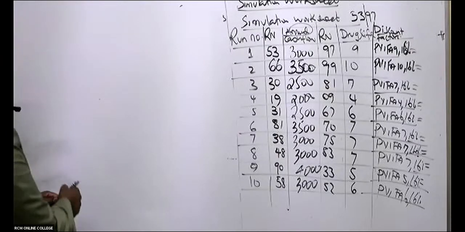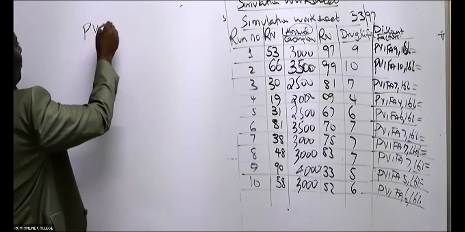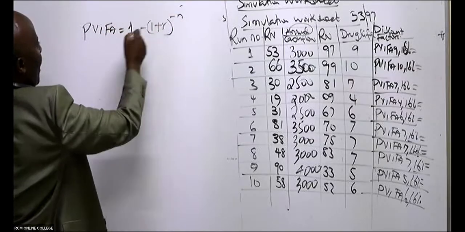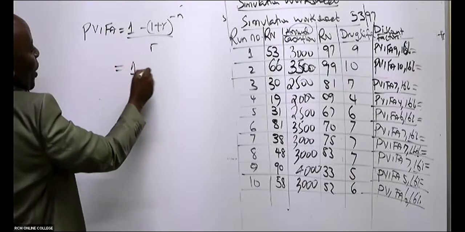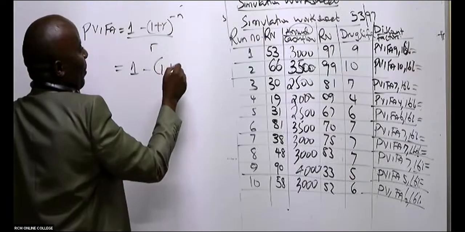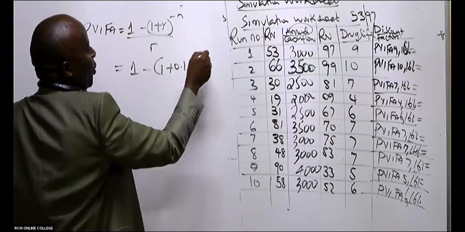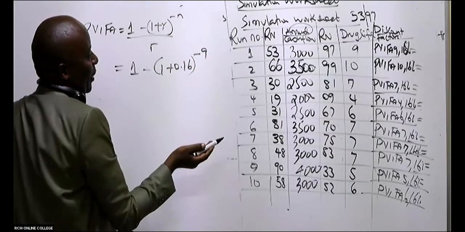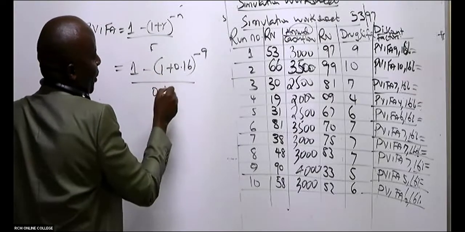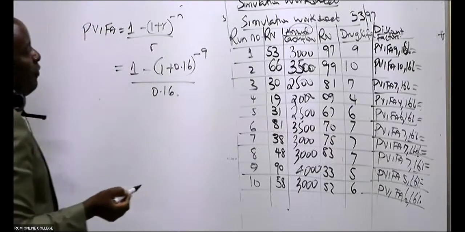So the formula for getting PV far is 1 minus 1 plus R, all over R. So for the first one, 1 minus 1 plus 0.16 raised to negative 9, because you're talking of 9 years. Whatever answer I get, I divide by R, which is 0.16. And then I write a figure.